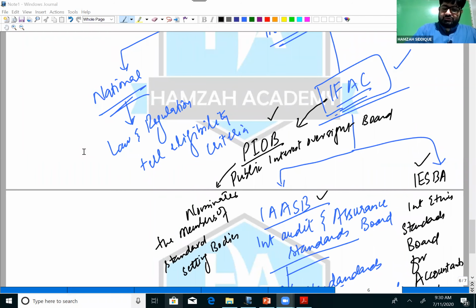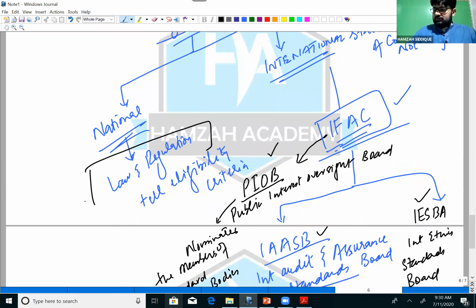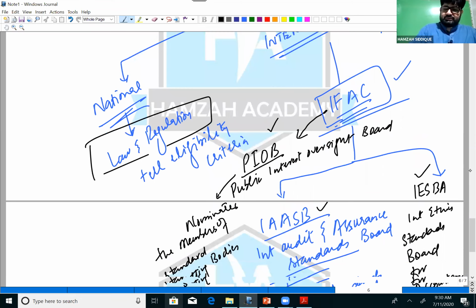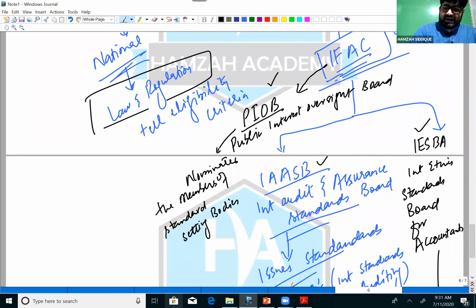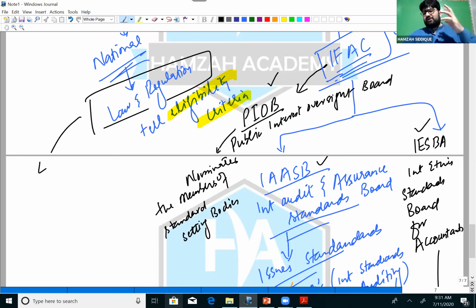So, national laws and regulations, we will talk about it further. I told you that they decide eligibility criteria, that who can act as auditor. The national laws and regulations decide. Furthermore, let us talk about the UK because ACCA is from the UK, so some discussion is there. In the UK, there are some bodies who actually regulate the audit profession. For example, Public Oversight Board is there. Public Oversight Board in UK.